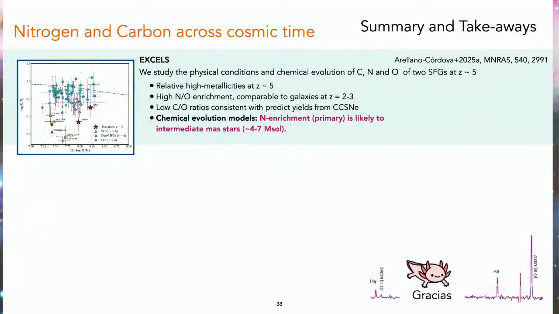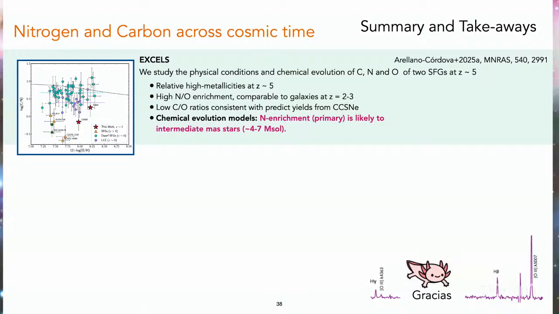But overall, this is my last slide. This is for the summary. The takeaways here are basically that we still need to improve this and increase the number of galaxies to understand the nitrogen enrichment, do more chemical evolution models to interpret these abundances, and we find a really consistent carbon overall prediction for core-collapse supernovae. So we are still working on this part.